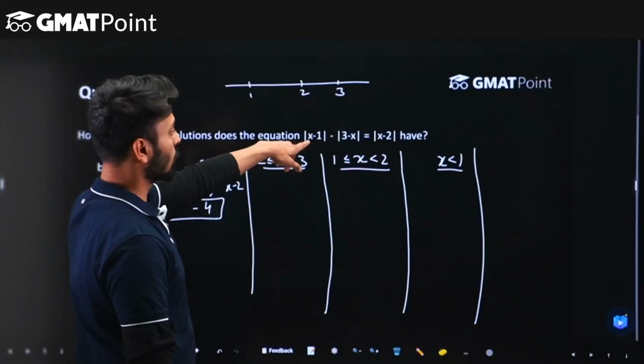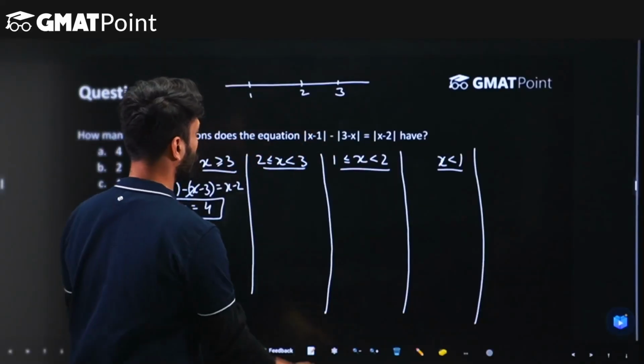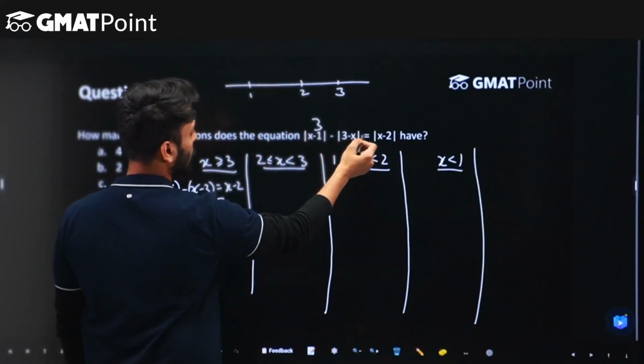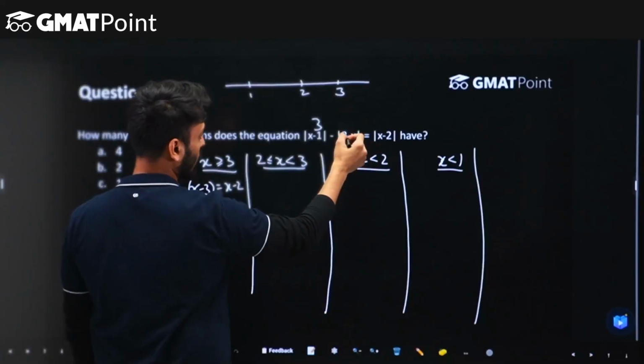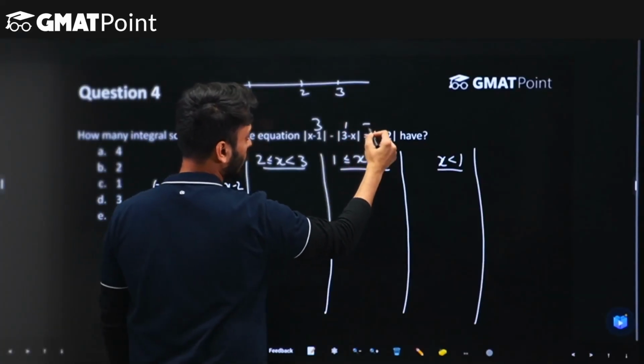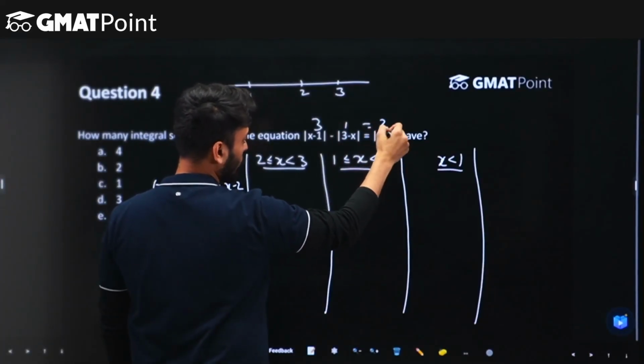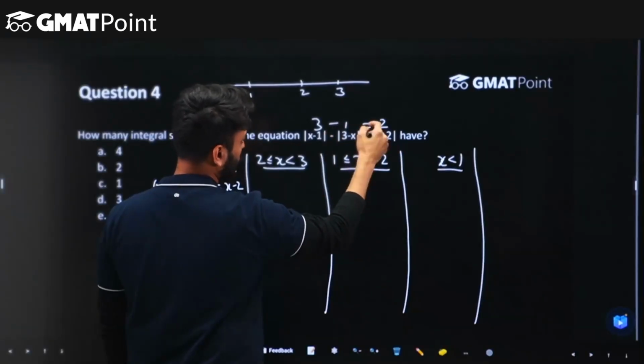We can try and put this in the equation to check our answer. 4 minus 1 is 3. 3 minus 4, and then the mod of that is going to be 1. 4 minus 2 is going to be 2, the mod of which is 2. So 3 minus 1 is 2. That's true.